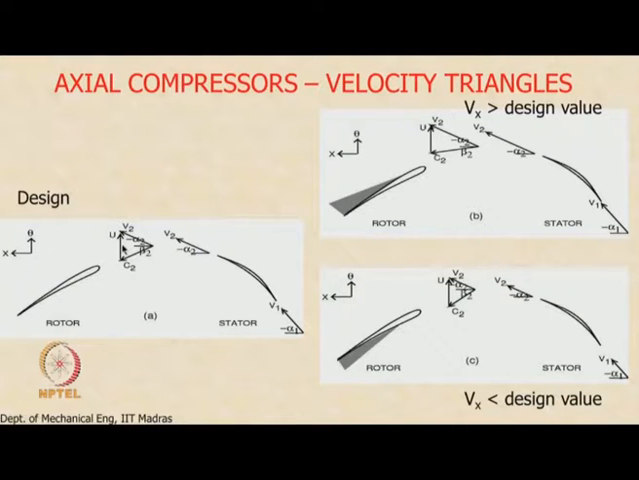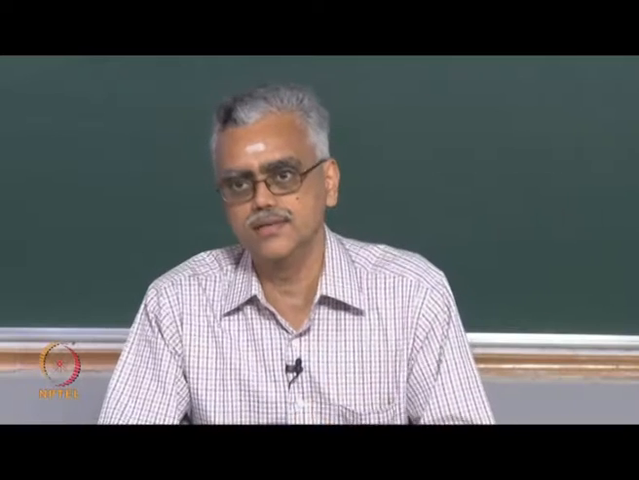Now remember, this is the axial component of velocity, right. The x direction is like this. So the projection of the absolute velocity or even the relative velocity onto the x direction. So this is the x component of the velocity. This is the design value. So we are going to look at two situations where the x component is 1, more than the design value, and 2, less than the design value.